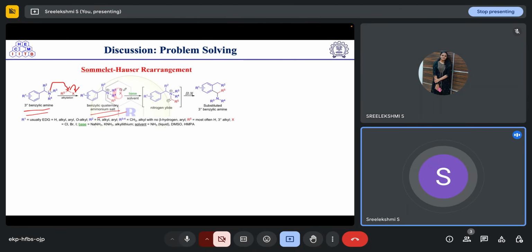Then in the presence of the base, this proton is getting abstracted to form a negative charge, that is a nitrogen ylide, because there is already a positive charge on the nitrogen atom, and now a carbon atom is having the negative charge. Then what is happening? This 2,3 migration is happening.